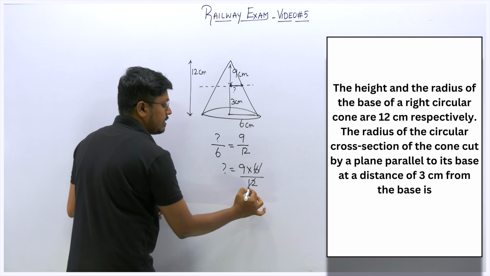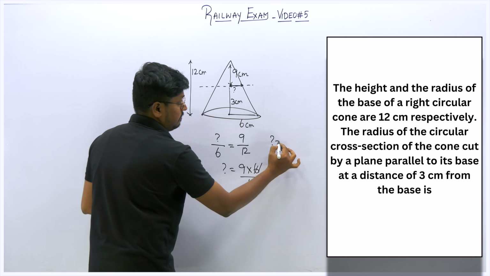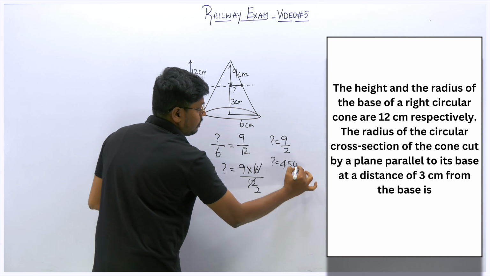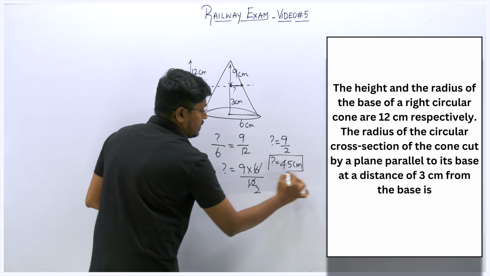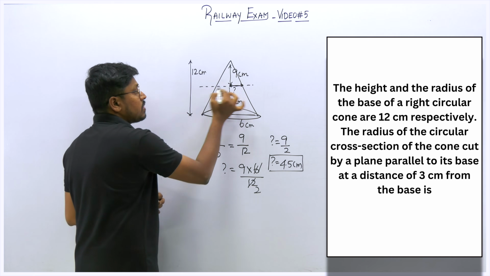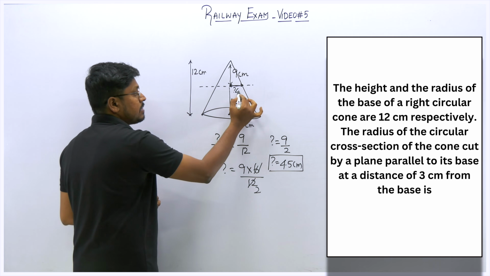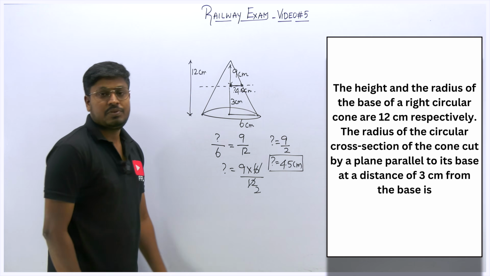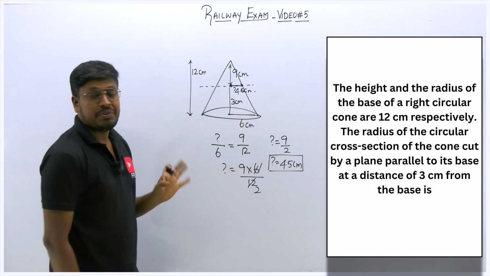1 6 are 6, 6 2s are 12. 9 by 2, 4.5 centimeter. So which means the radius of this cone, the smaller cone, will be 4.5 centimeter. So this will be the answer for the question.